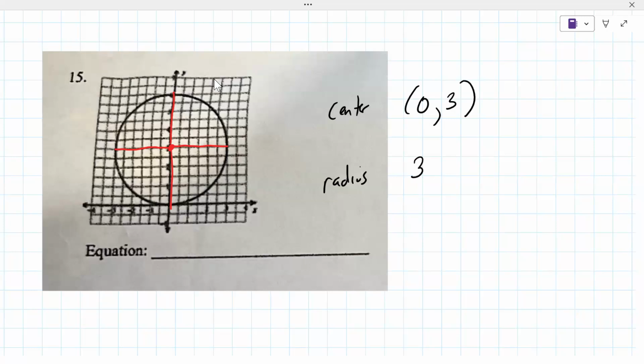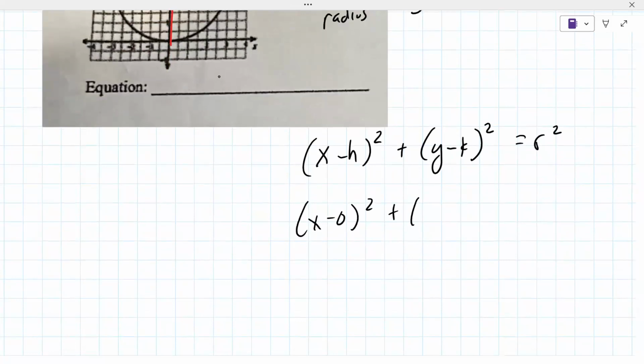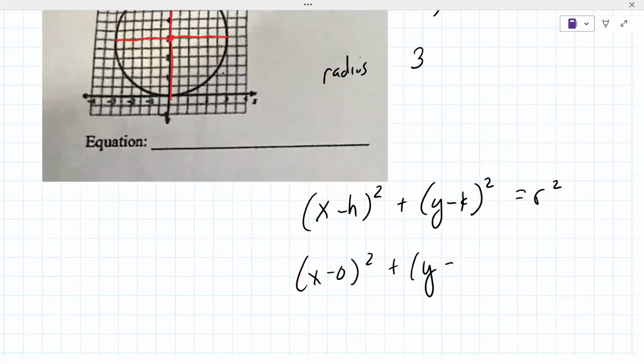So am I using the same equation? Yep. Parentheses x minus 0, parentheses squared, plus parentheses y minus 3 squared equals 9. Good.